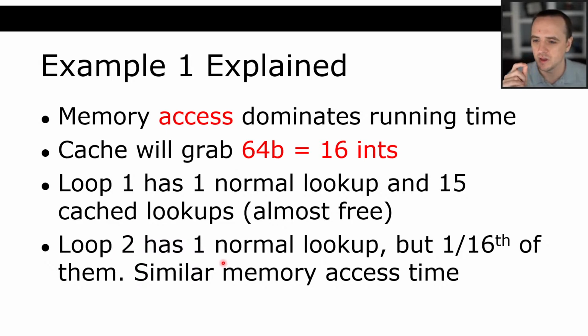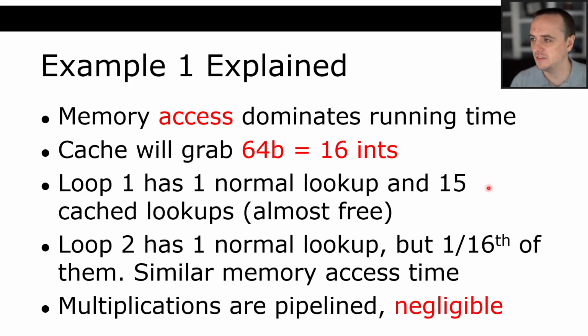Loop 2 has 1 normal lookup, but it has 1/16 of them. So if loop 1 is doing 1 200-cycle cache miss and 15 2-cycle cache hits, that's 230 cycles. But loop 2 is doing 1 cache miss, which is 200 cycles. And the multiplications don't even matter, right? All the multiplications are actually pipelined, meaning that the multiplications can be done almost at the same time.